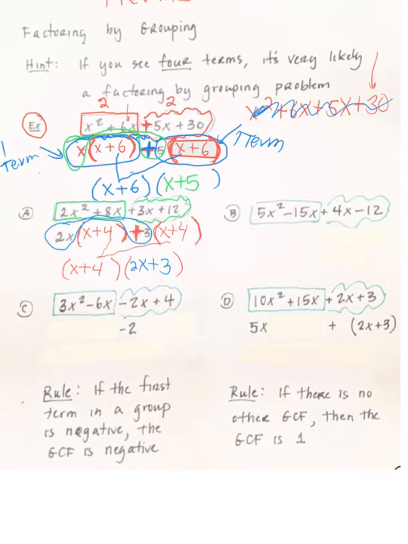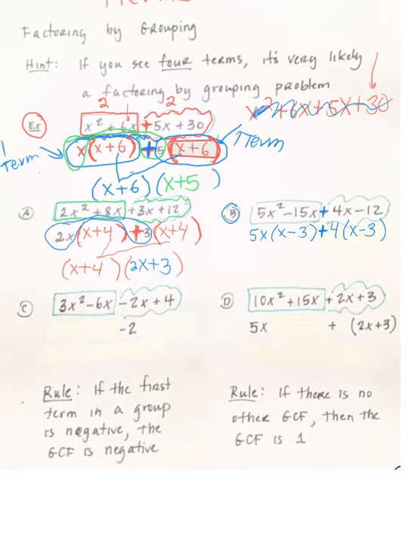So let's go to question B. I'm going to pull out a 5 and an x. When I do that, I'm left with, open up the parenthesis, x minus 3. Bring that big plus sign down. We're going to see how important that is later. And factor out a 4. And lo and behold, one more time, yes, I get x minus 3.